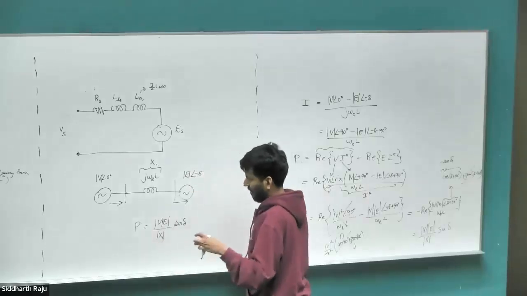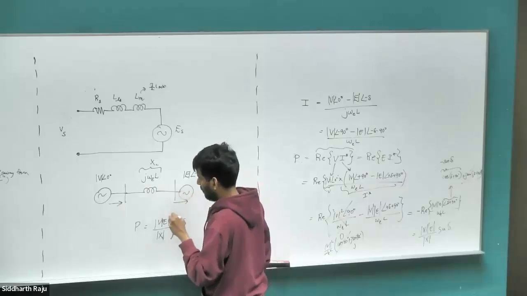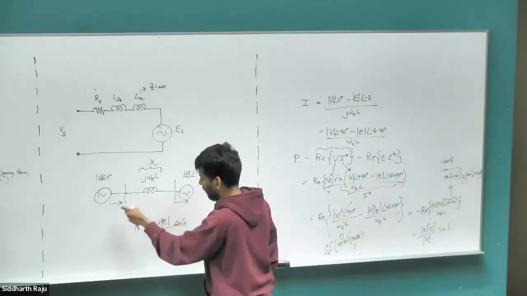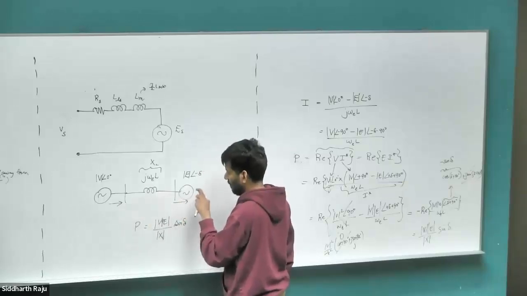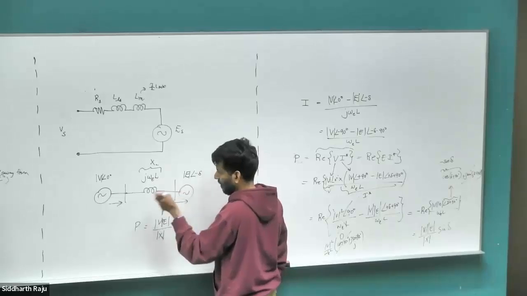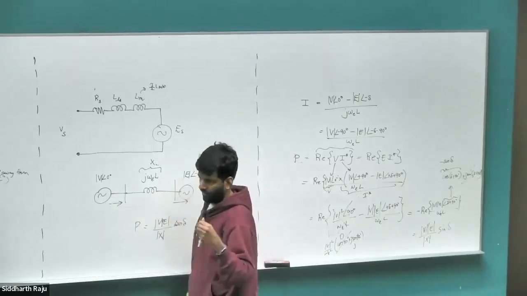So what this says is that we have two voltage sources separated by some reactance, some inductance value. Then there is going to be power flow between them depending on whether this voltage source is leading this voltage source, or this voltage source is leading this voltage source. Depending on which is leading, that one is going to send the power. The other one, which is lagging, is going to take the power in.